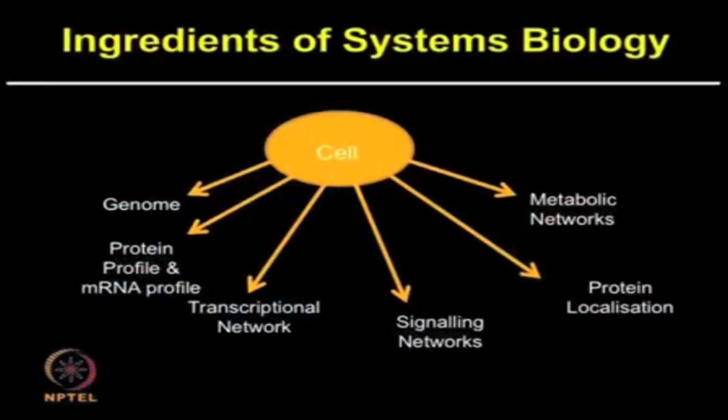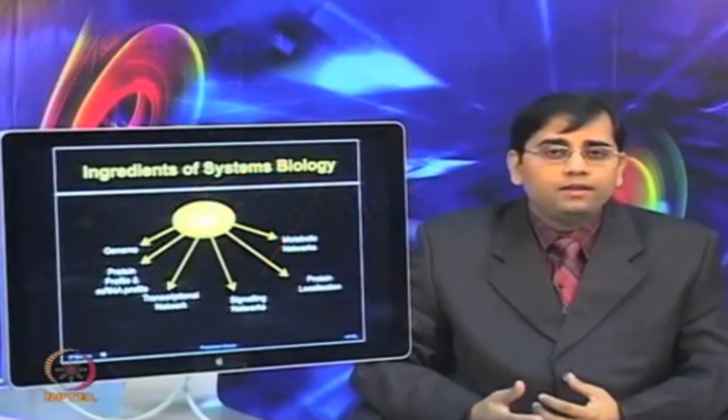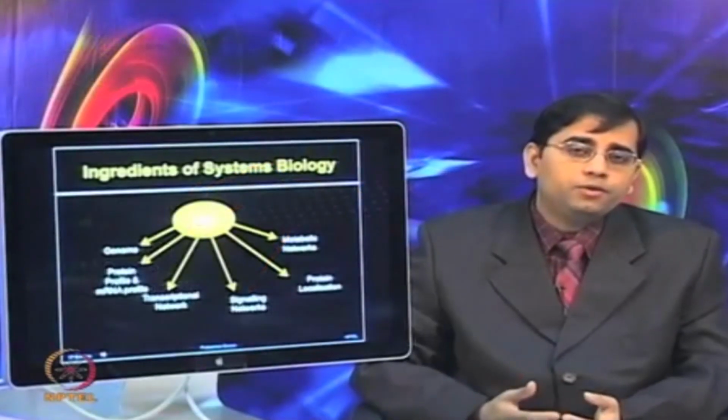The various ingredients of systems biology: for example, if you are studying a cell and the system's behavior, one needs to look at the genome, its transcriptome profile, proteome profile, how protein, DNA and different types of transcriptional networks are altered, protein-protein signaling networks, multimeric complexes, how they are formed, how protein is localized in the intracellular dynamics and metabolic networks. So, all of these are ingredients of studying a system.